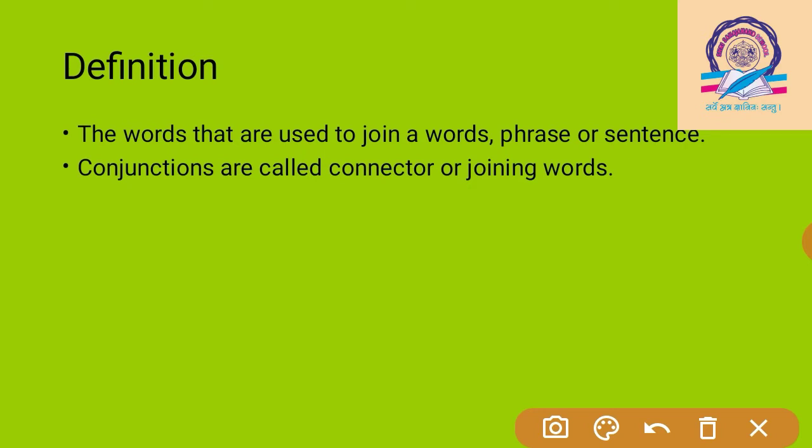So, what is conjunction? The words that are used to join words, a phrase, or sentence. It means conjunctions are joining words. Conjunctions are called connectors or joining words.